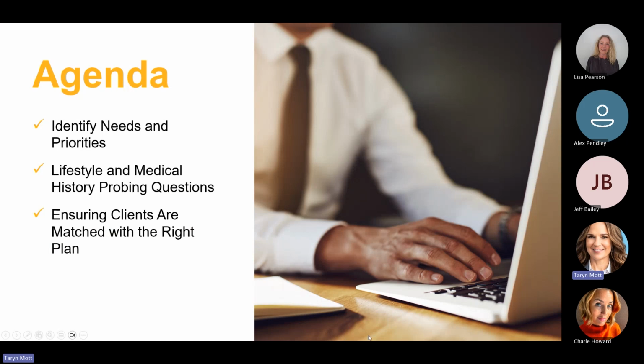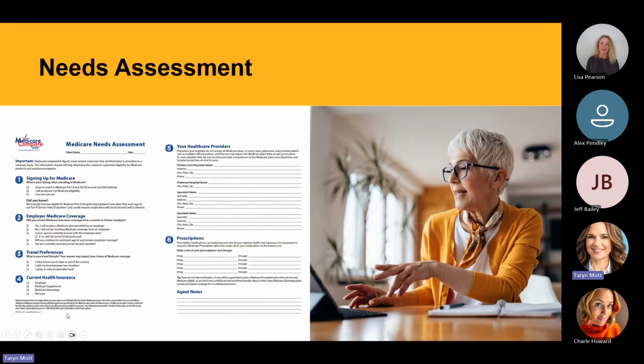Agenda. So today we're going to learn how to identify needs and priorities, lifestyle and medical history, probing questions, ensuring clients are matched with the right plan. This is a needs analysis. If everybody would put in the chat if you need a copy of this, I would like to get this sent out to you, Charlie or I will. But a needs assessment is key, especially when you're first starting out, because you're going to find out all the questions that you need to know.